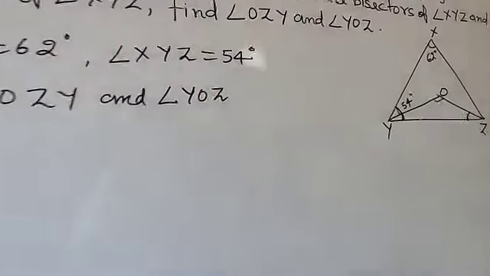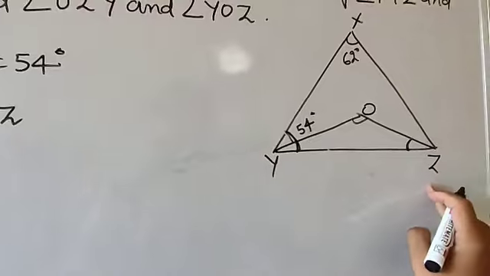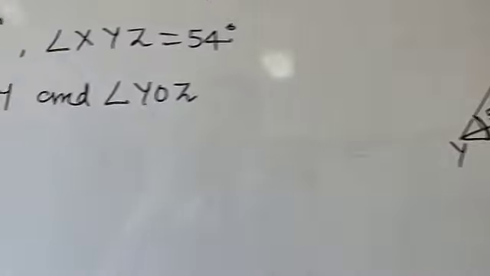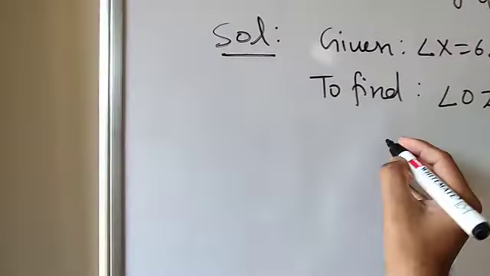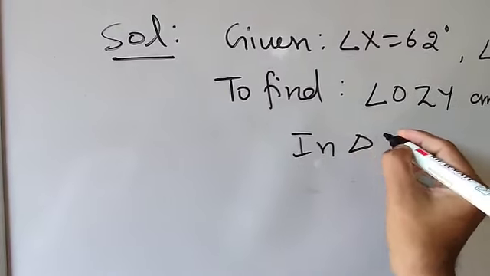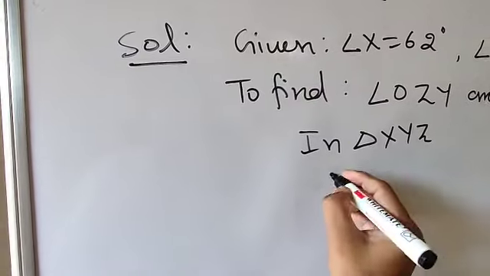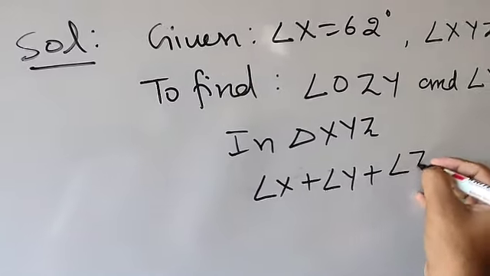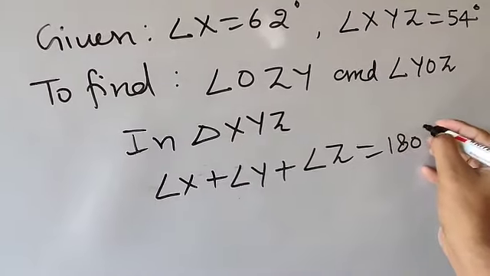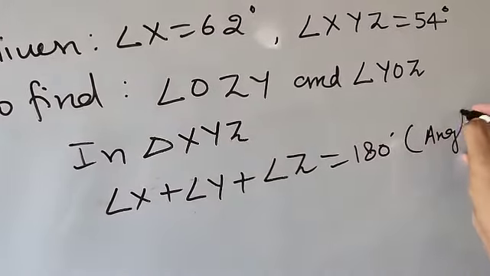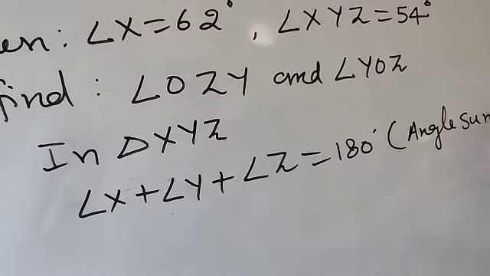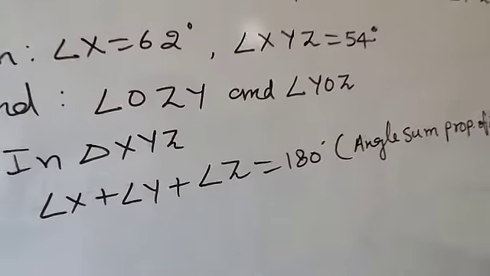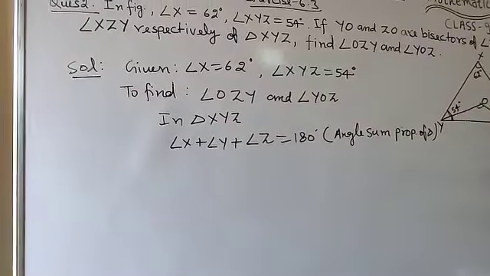So students, this XYZ is a triangle. So the sum of the interior angles of triangle XYZ equals 180 degrees. So here you can write, in triangle XYZ, angle X plus angle Y plus angle Z equals 180 degrees. That is the angle sum property of a triangle.